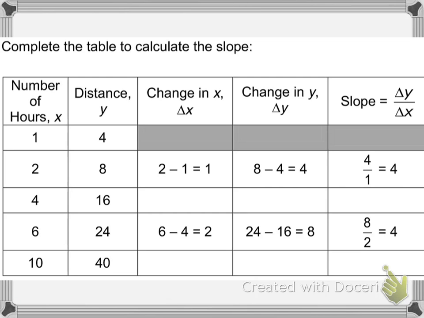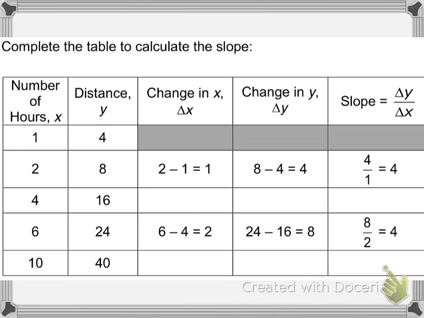Now we're going to try to calculate the slope of a line using information given to us in a table. We have the number of hours and the distance. The number of hours represents our x value, and our distance represents our y value. We are still trying to find the change of x and the change of y so we can find our slope.